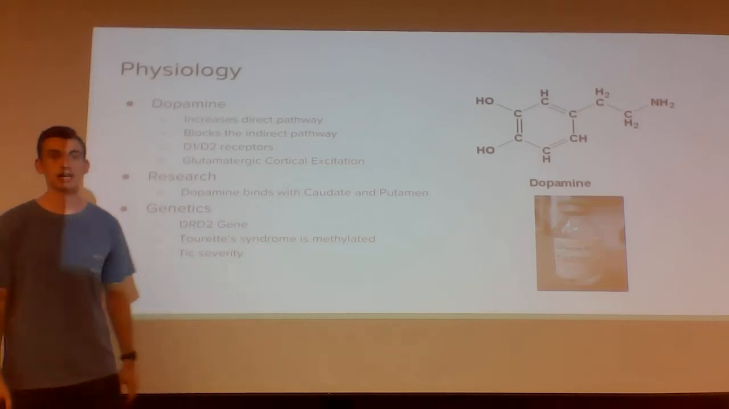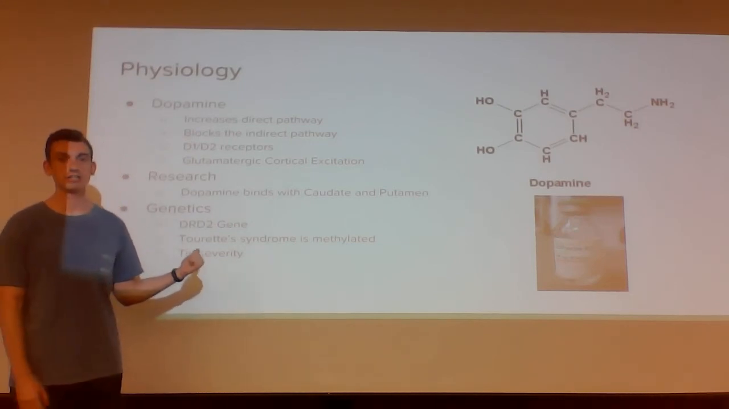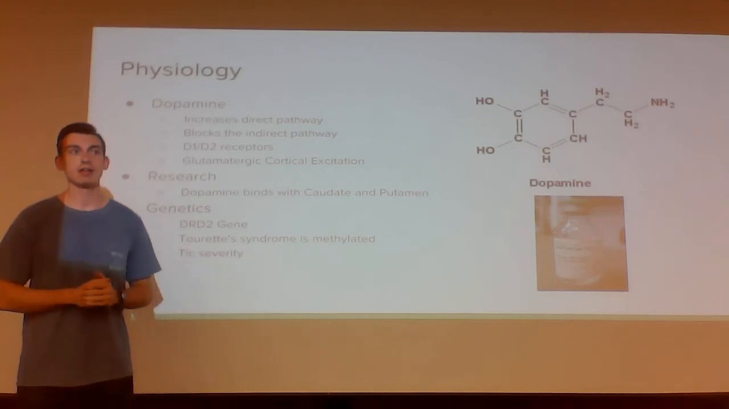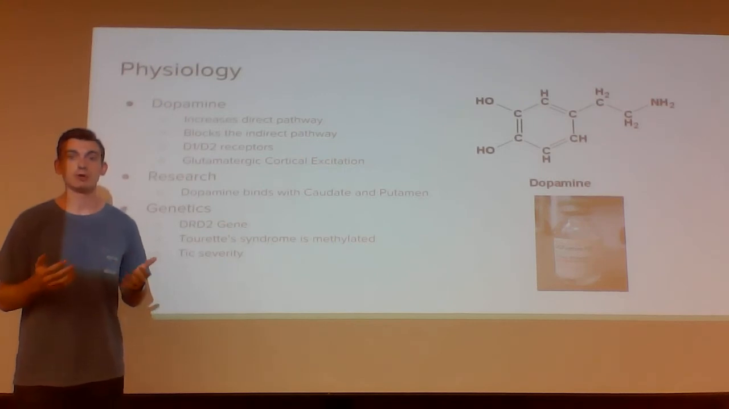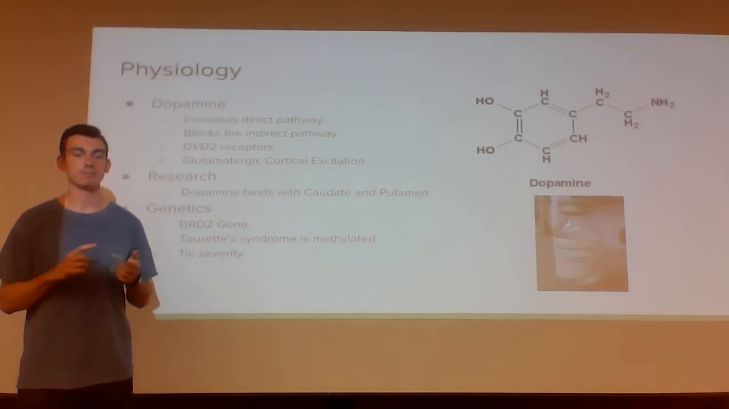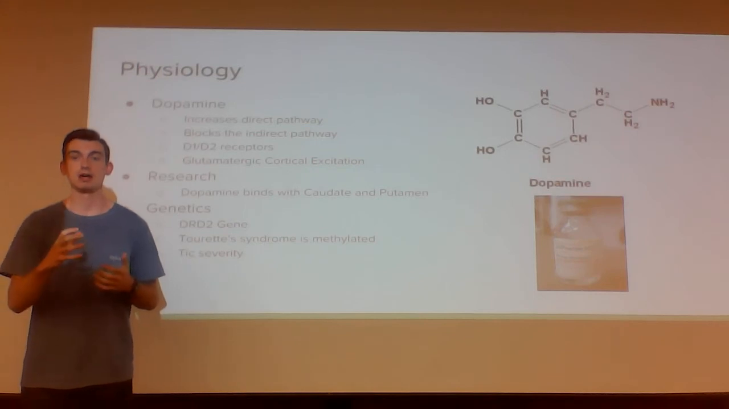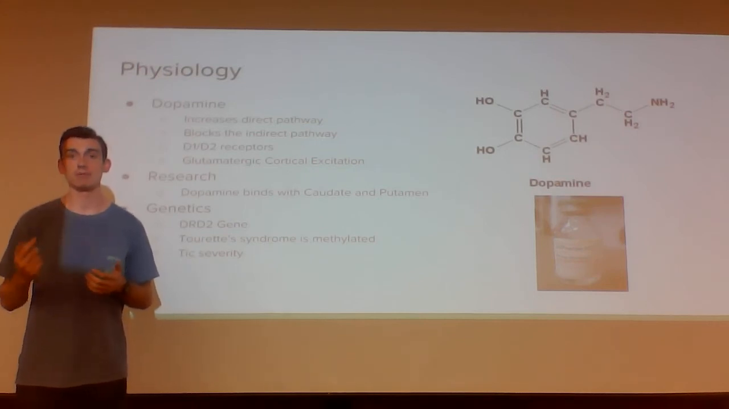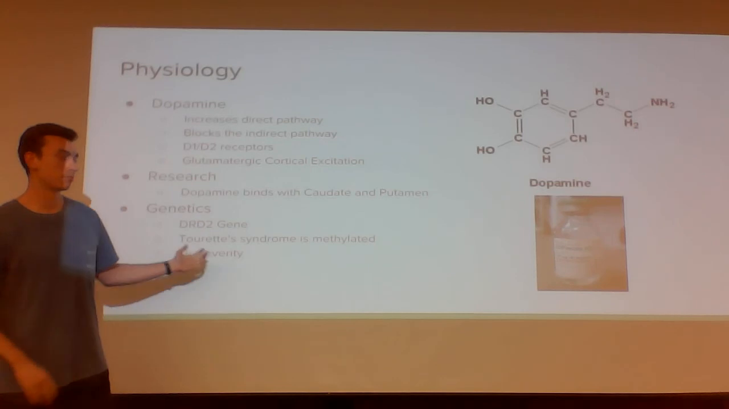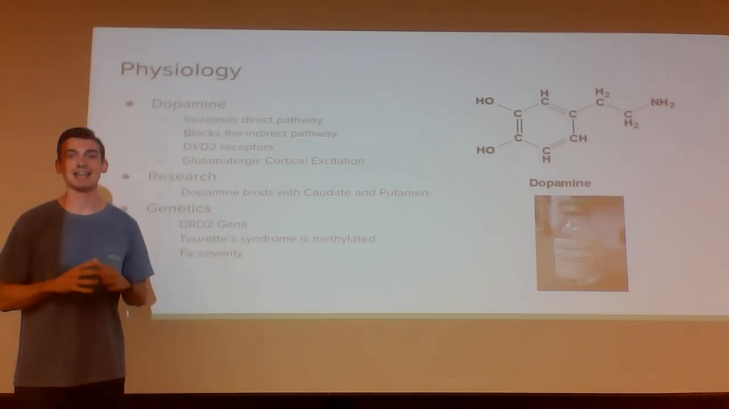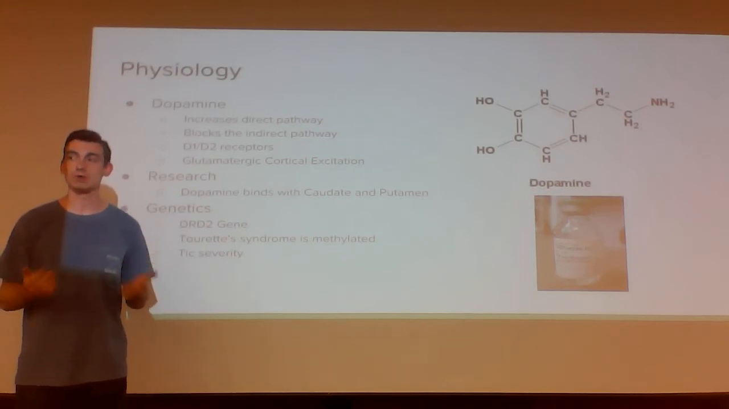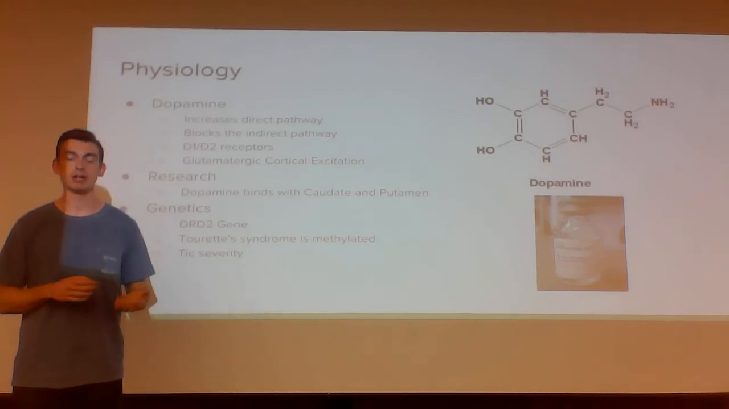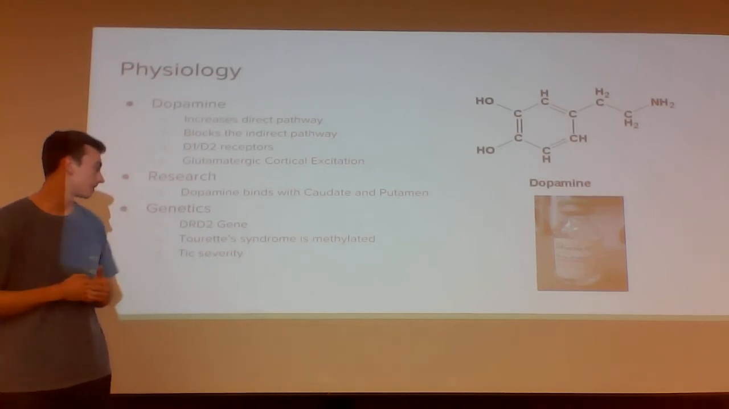It even comes down to the genetic level. This gene here, the DRD2 gene, is involved in making, through transcription and translation, the protein which becomes the D2 receptor, which causes the inhibition of the indirect pathway. What happens in people with Tourette's syndrome is that this gene is highly methylated. When it's highly methylated, it becomes inactive, and the gene is no longer making this receptor. So dopamine only has one option, which is to bind to the D1 receptor and overstimulate this direct pathway.